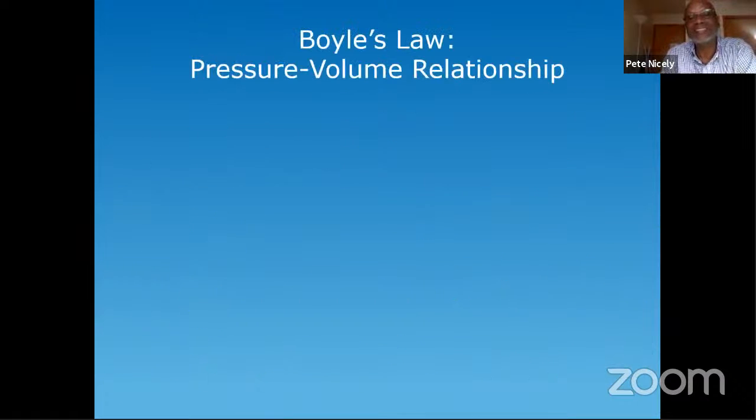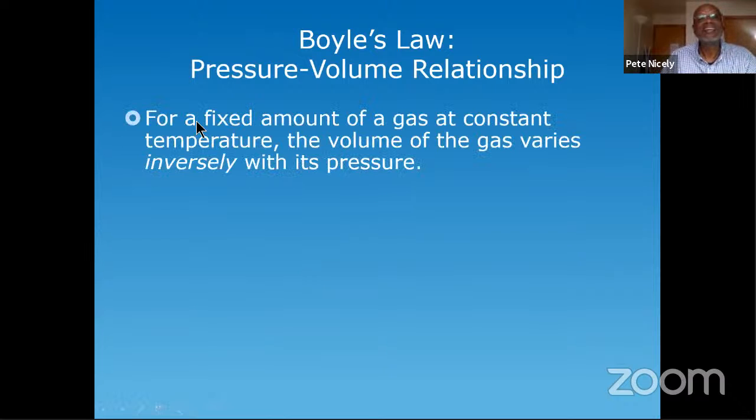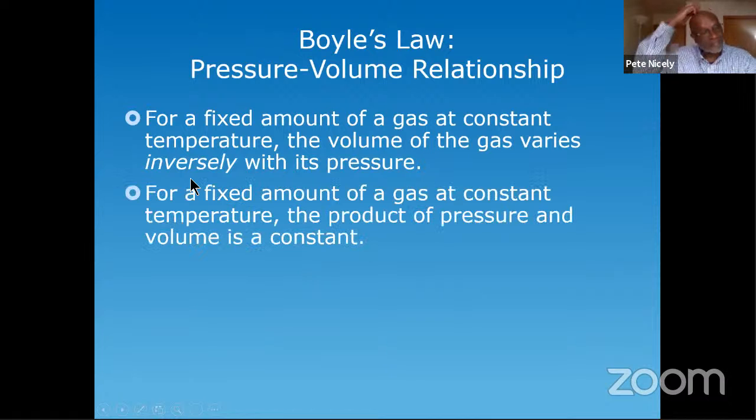Okay, so what we're going to look at is the first of a series of gas laws. And this law is Boyle's law, which describes the relationship between the pressure of a gas and its volume. So basically what this law says is that for a fixed amount of a gas at constant temperature, the volume of a gas varies inversely with its pressure. So there's an inverse relationship between the pressure and the volume of the gas. Another way of expressing it is that for a fixed amount of a gas at a constant temperature, the product of the pressure and the volume is constant, all right?